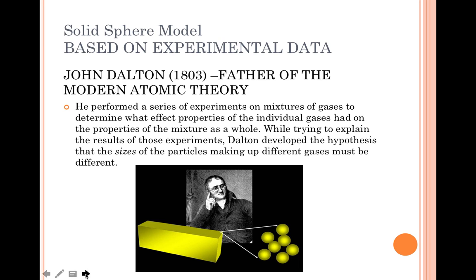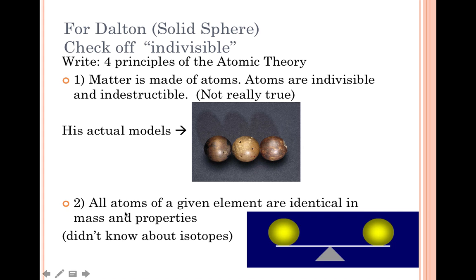While trying to explain the results of those experiments, Dalton developed the hypothesis that the size of the particles making up the different gases must be different. So you need to check off, he again thought atoms were indivisible, did not have parts, but he had four basic principles of the atomic theory that you need to write down, small, in the space for Dalton. Number one, you again may want to pause the video.